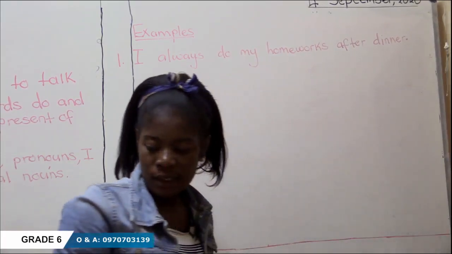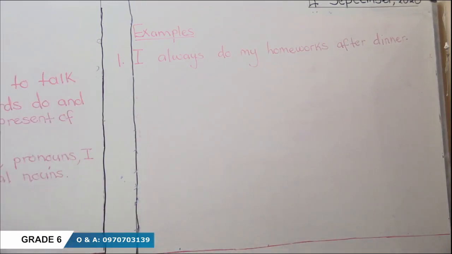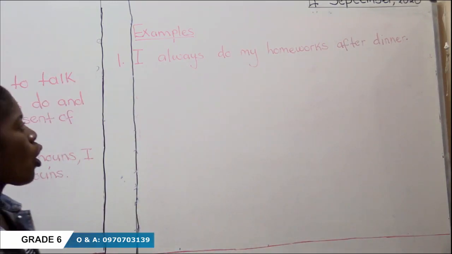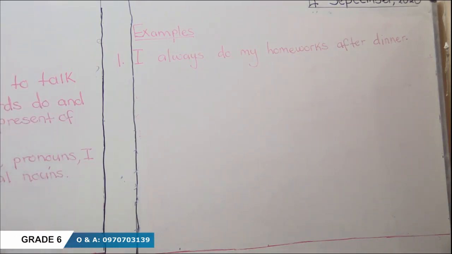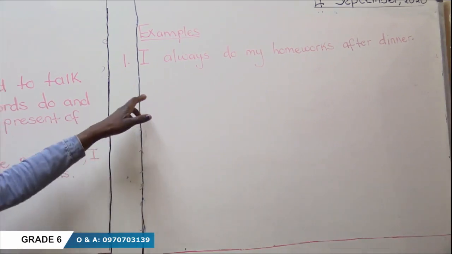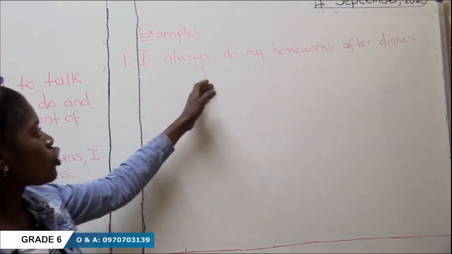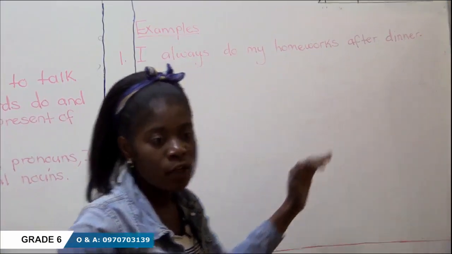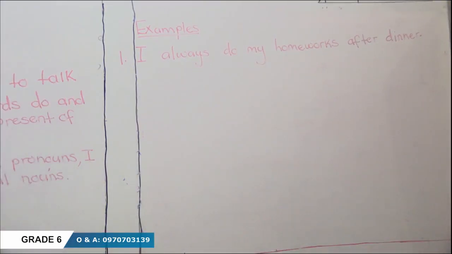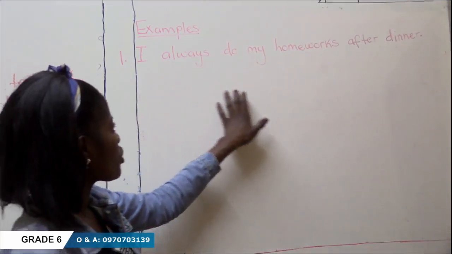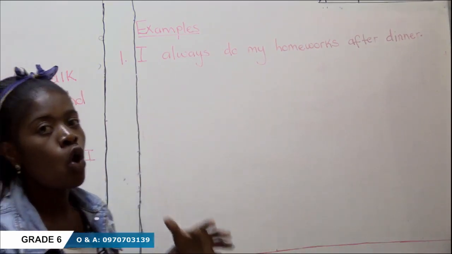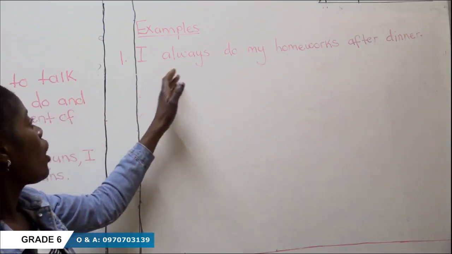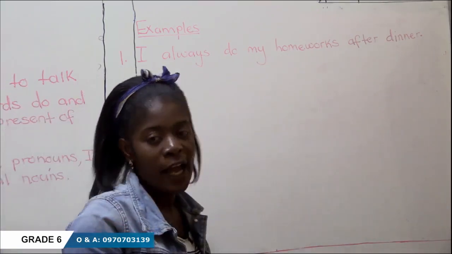Okay, let's look at this example that we have on the board. I always do my homeworks after dinner. And we said we use do with the pronouns like I. So you can see we've got a pronoun there. And we said with plural nouns, meaning this person has a lot of homeworks. It's not just one, maybe I've got 2 or 3. So it's saying I always do my homeworks after dinner.